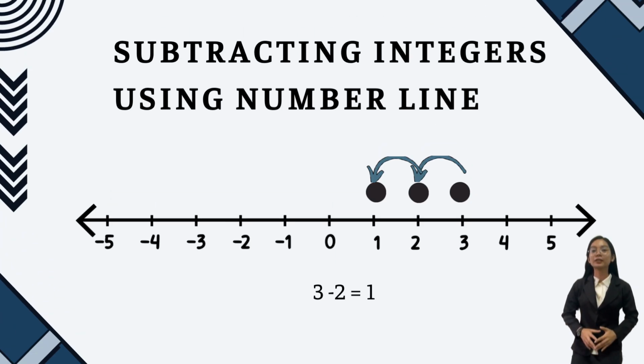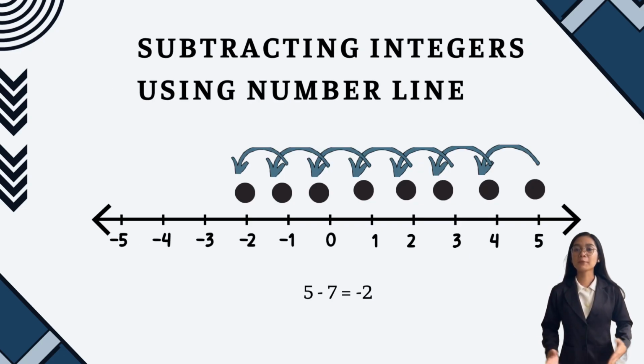Now class, let's put the number line rule into action with an example. 3 minus 2 is equal to 1. So first, we start at the number 3 on the number line. Since we are subtracting 2, we remember the rule: subtract means moving to the left. So we take 2 steps to the left from 3. The first step takes us to number 2. The second step lands us right on number 1. That's the answer. Next, class, I'll be showing you how to subtract integers using the number line.